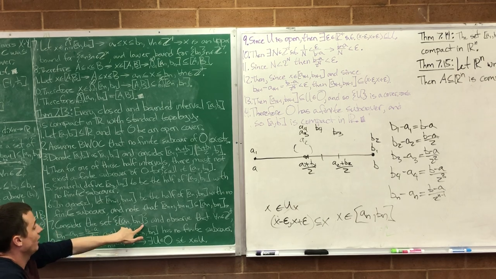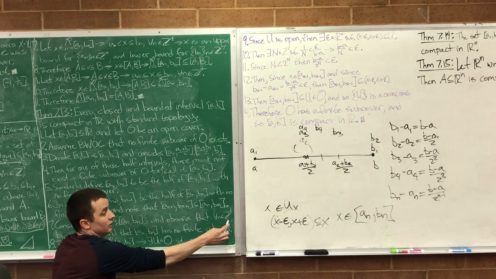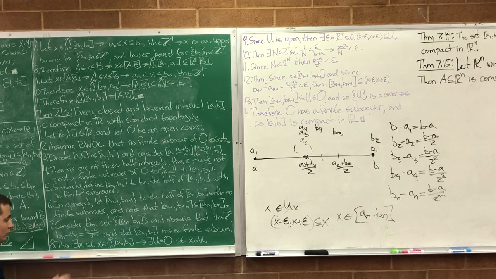Now, consider the set of all our intervals, and observe that for any positive integer n, the length of the nth interval is (B minus A) over 2^(n minus 1).